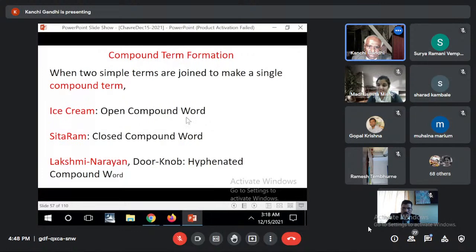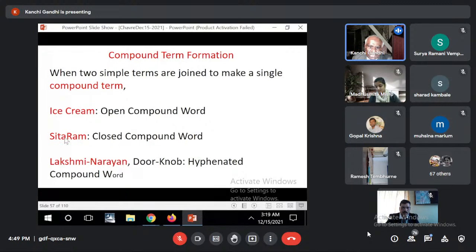At the same time, Sita can be a separate noun, Ram can be a separate noun, and if you put them together, Sita Ram, a single name made of two words, this is what we call a closed compound word. You may also keep them separate, like Lakshmi Narayan, or put a hyphen there, a hyphenated compound. So these are three different kinds of compound words, and what we usually see in botanical Latin and Greek is the closed compound word.